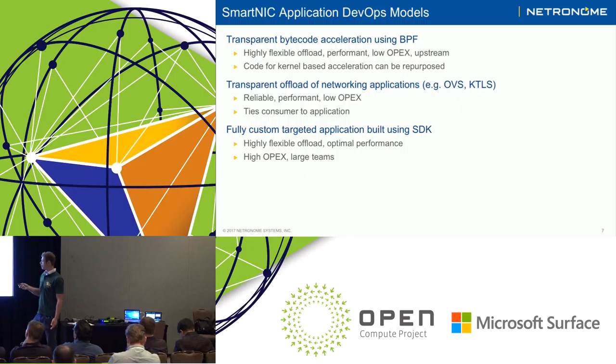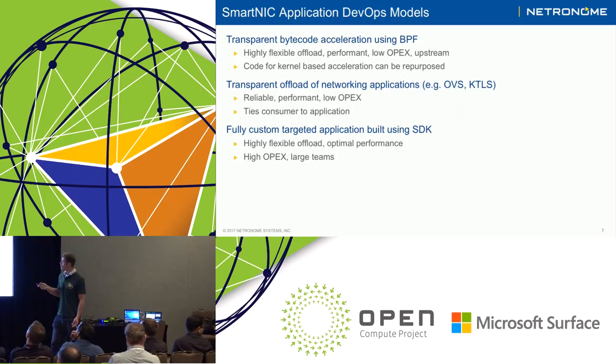You also have transparent offload of applications. These are things like OVS. kTLS is something which is coming up in the future. These are the types of offloads which people can use where it's application specific. But that obviously ties the consumer to an application. It means that if you use a specific type of offload, you can't flip it tomorrow unless you have some form of programmability, unless you have the ability to program the firmware on the SmartNIC.